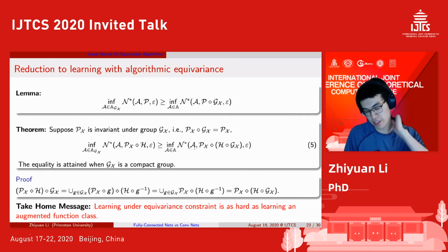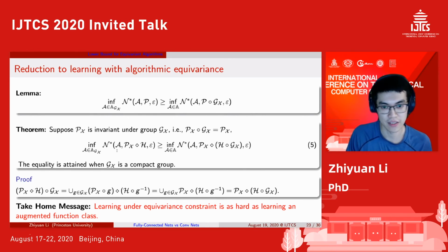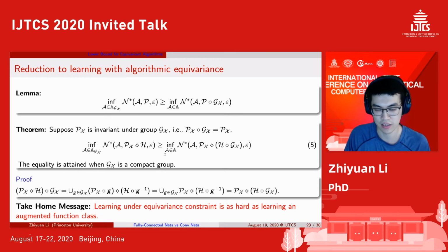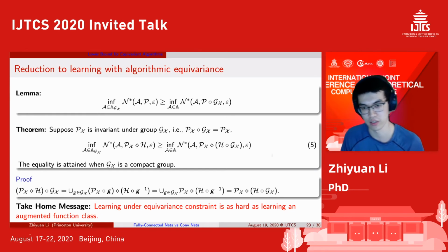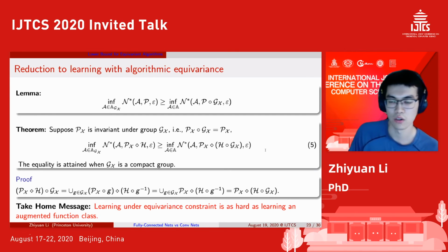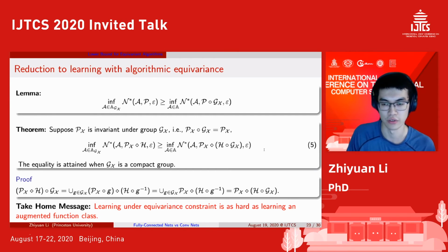So the take-home message here is that this theorem tells us learning under equivariance is as hard as learning an augmented function class by this group GX. And in this setting, for most of the cases, when GX is compact, this is tight and we don't lose anything. The nice thing about the right-hand side of inequality 5 is that we don't have any algorithmic constraints on A anymore. And so we can use standard PAC learning tools, PAC learning lower bounds.